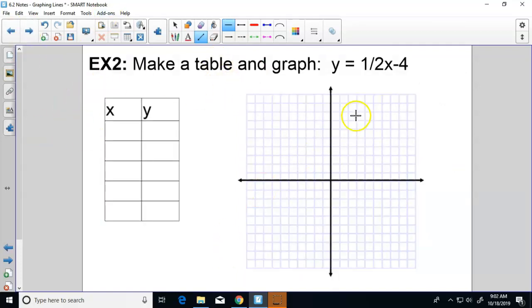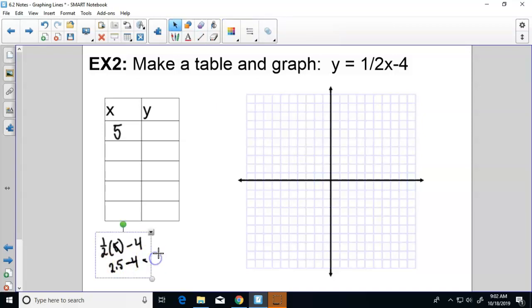So let's do this next one. We've got 1/2 x minus 4. Let's see. Riley, give me a number that you want to plug in. 5. All right, so we'll plug in 5. So 1/2 times 5 minus 4. So half of 5 would be 2.5 minus 4. It's going to give us negative 1.5.